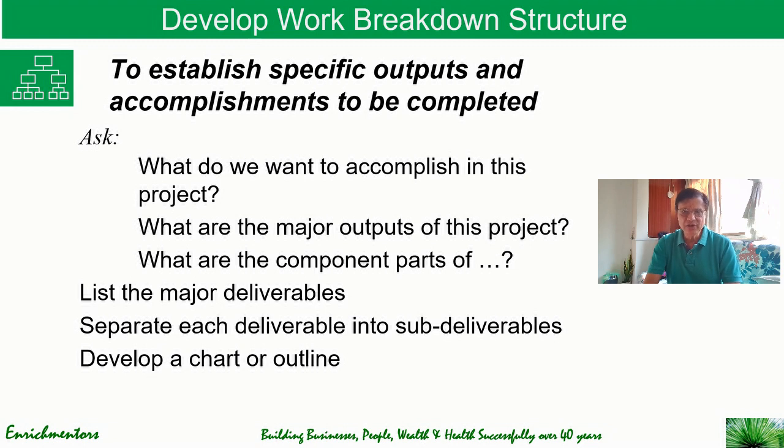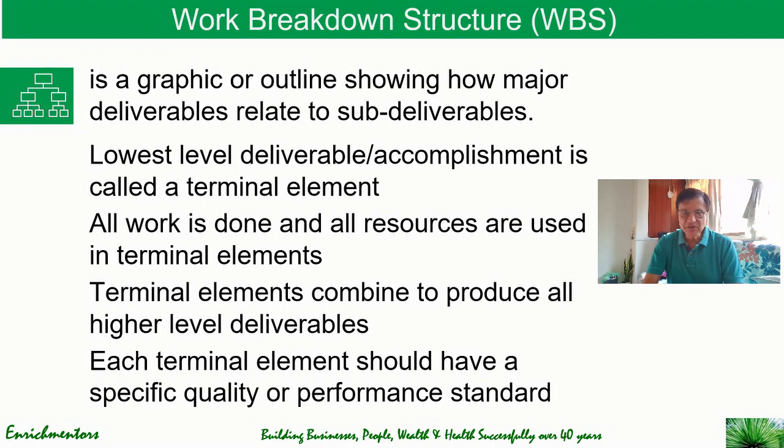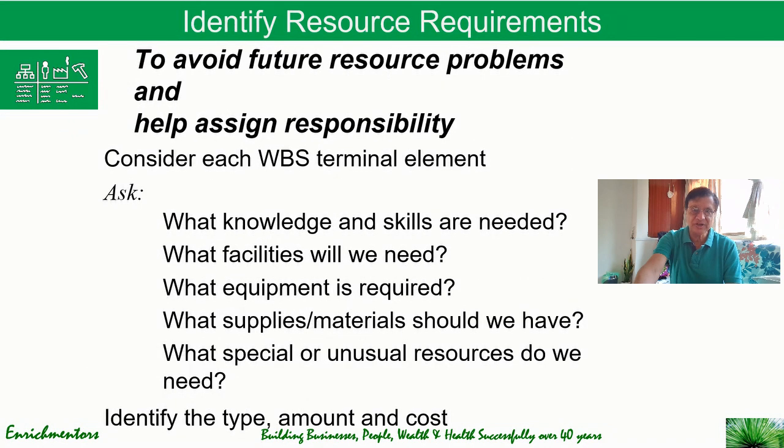And as a result of that, you list major deliverables, separate each deliverable into sub-deliverables, and develop a chart or an outline of the work that you need to do. So this work breakdown structure is a graphic or outline showing how major deliverables relate to sub-deliverables. The lowest level accomplishment or deliverable is called the terminal element. All work is done and all resources are used obviously in the terminal element. Terminal elements combine to produce all higher level deliverables, and each terminal element should have a specific quality or performance standard. That will ensure doing only what is required to make sure that you meet the quality requirements.